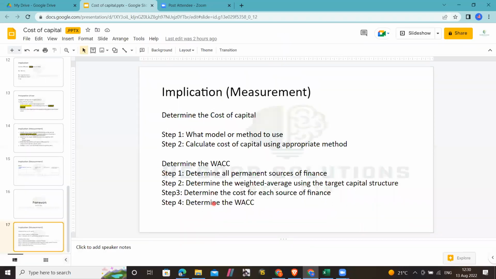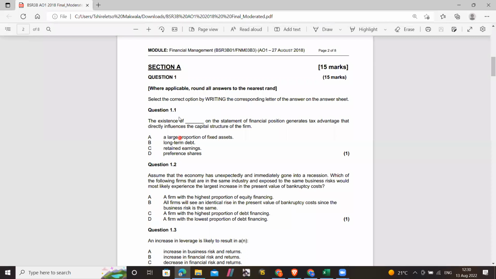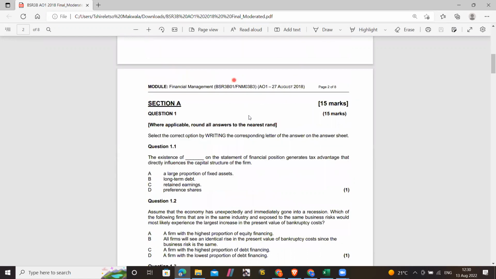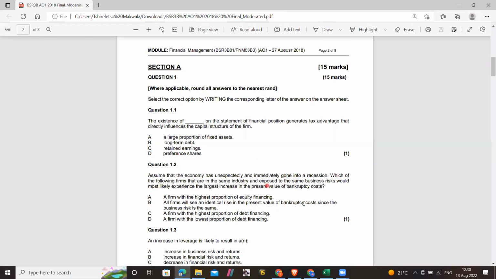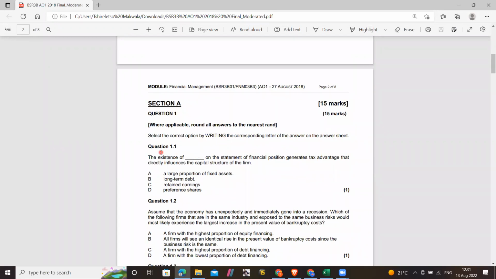So now let's see how we can apply these things in a question, right? So you're going to go to this question. This is your 2018 question, right? I'm not going to do all of it, but I'm going to do the parts that I think they're going to assess you guys on Friday's test. So let's start here, right?